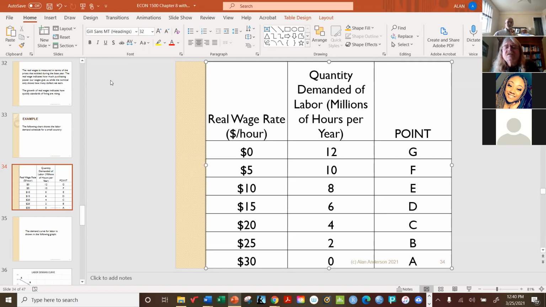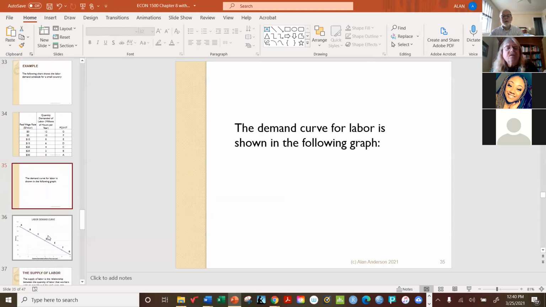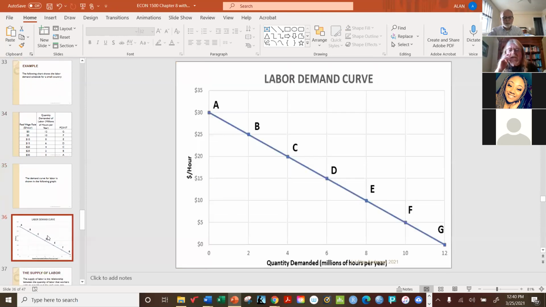Presumably this means that whatever they're making is not worth $30 an hour to the employer. They can't sell it in the marketplace and recover the cost of those wages, so they don't bother to hire anyone. In other words, at the very least, the wages that you pay have to be recovered by the value of the product that you're selling. So we use this to create a labor demand curve, and it looks just like any other demand curve you've ever seen, except that we have real wages on the vertical axis, and the quantity demanded is in millions of hours per year.